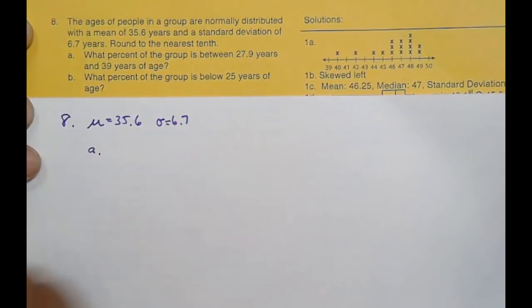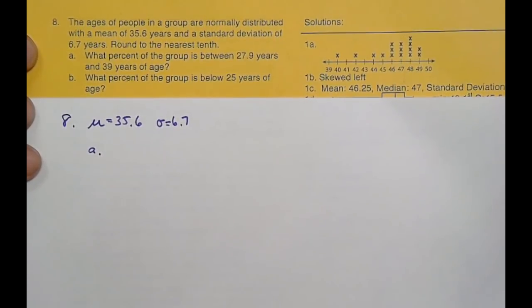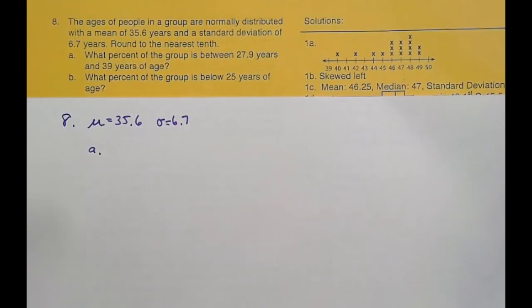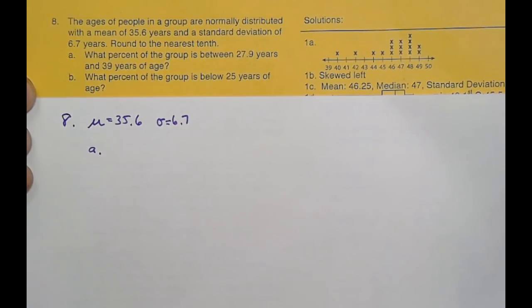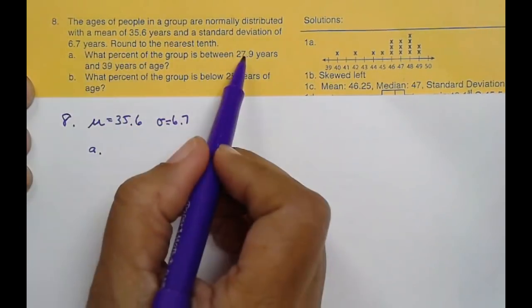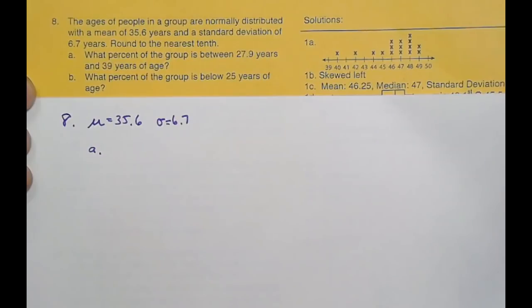So for part A says what percent of the group is between 27.9 years and 39 years of age. So there were 3 ways to find the values. Number 1, you could use the 8-part curve with the 34% and the 13.5, but it looks like if we add or subtract these values, it's not going to get us these exact values. So that's probably not the best way to go. And we don't want to use a z-squared. It didn't ask us. The actual most accurate way to do this is using your normal CDF in the calculator.